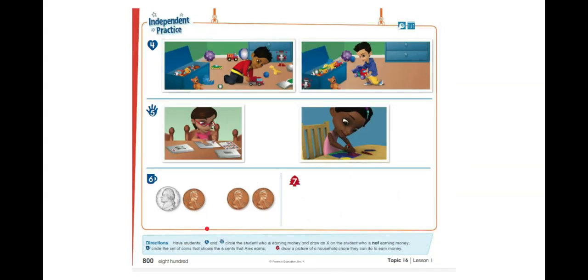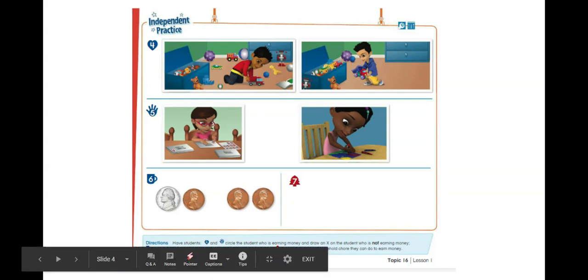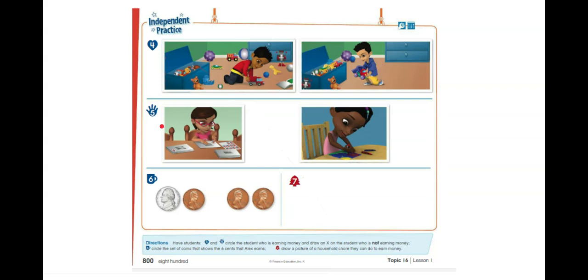Let's move on. Now on the next page, turn your workbook to page 800. So here we go. Number 4. And for number 4 and number 5, it says circle the student who is earning money and draw an X on the student who is not earning money. So first we need to find out who is doing a job, who's doing something, and who's not. So this student is playing with toys, and this student is picking up and cleaning his toys.